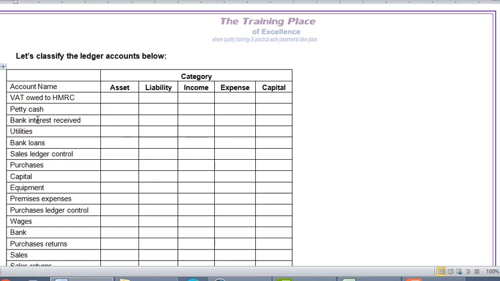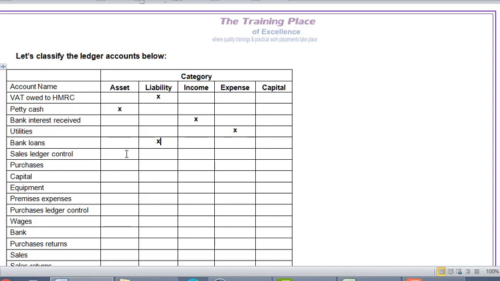So we have here the account names: VAT owed to HMRC. You are owing HMRC. That is, I hope you got it right, a liability. Petty cash, money that you have in your hands, it's an asset. Bank interest received, that is an income in your hands. Utilities, that is a type of expense. Your gas bill, your light bill, and the rest of it, expense. Then we have bank loans. That is a liability, you owe the bank.